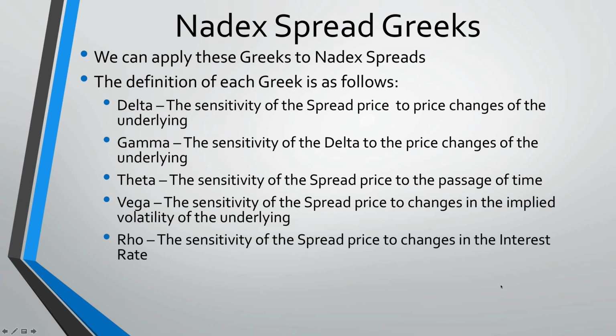We're not going to focus so much on that in terms of spread pricing, but it does have an effect. Rho is the sensitivity of spread price to changes in the interest rate. We are going to deal with that almost not at all, because it doesn't really apply, because all of the Nadex spreads that you're going to be trading for the most part are very short term. So we don't necessarily need to follow that so much. All right.